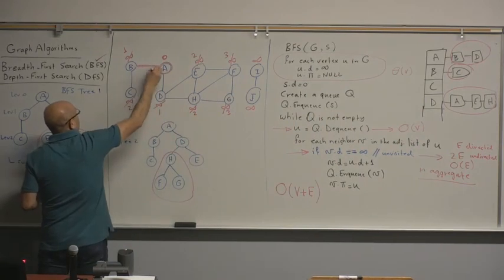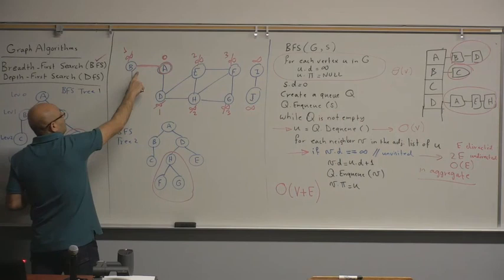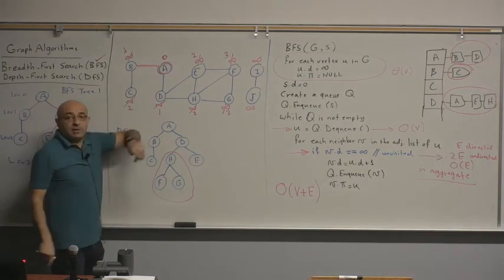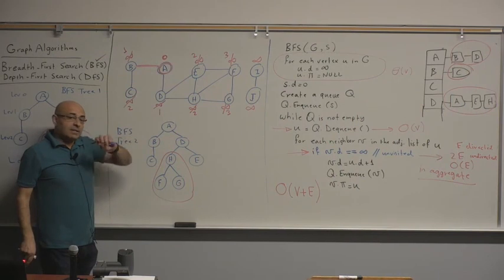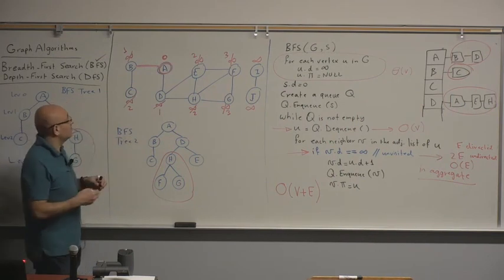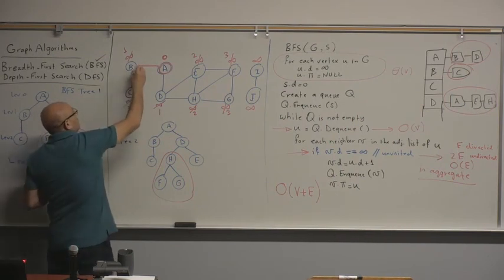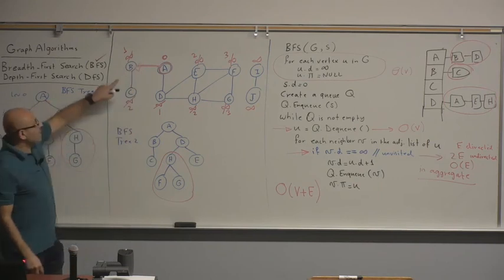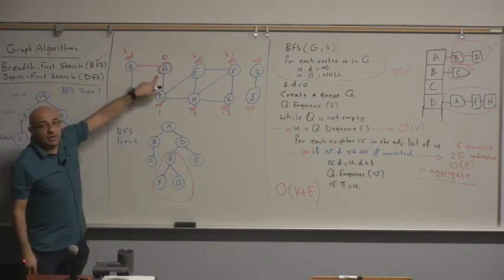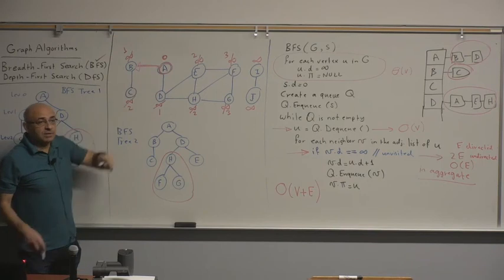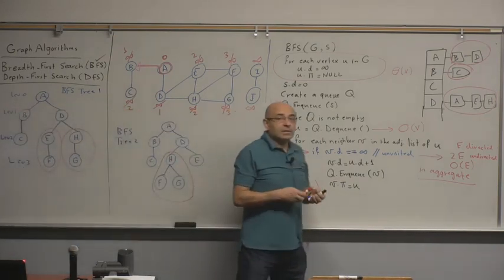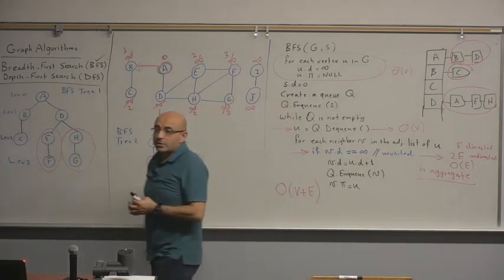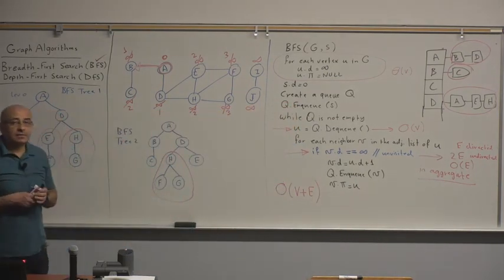Sorry, if it's undirected, then B will appear in the adjacency list of A, and A will appear in the adjacency list of B. But for directed edges, no. So if we make it directed, then B will appear in the adjacency list of A, but A will not appear in the adjacency list of B. Okay. Any questions on BFS?